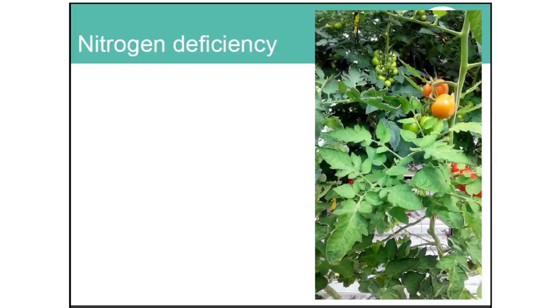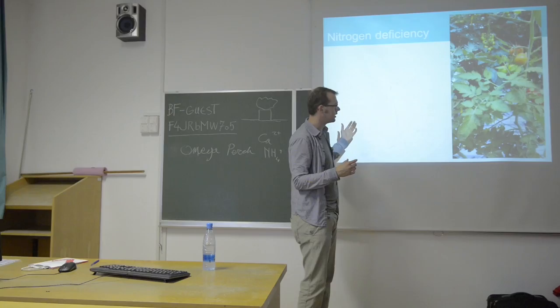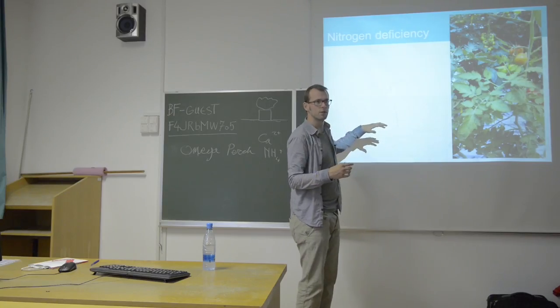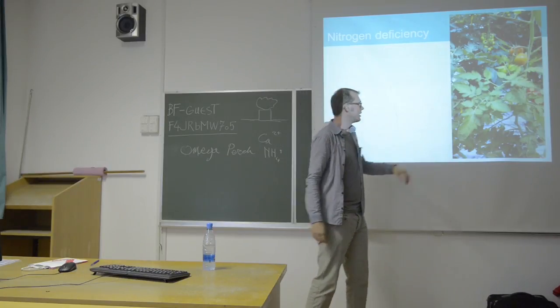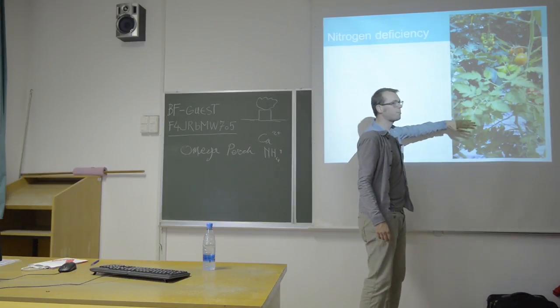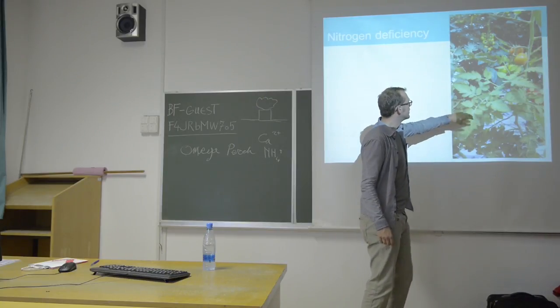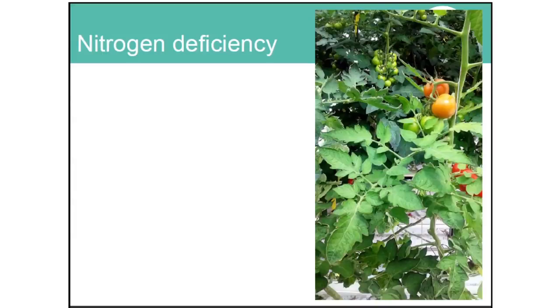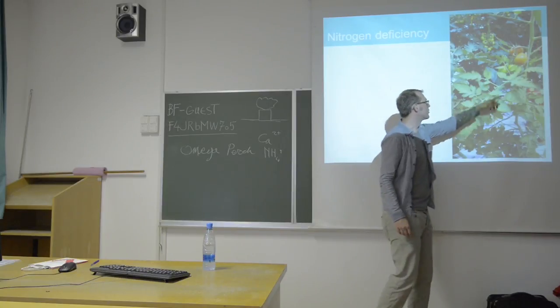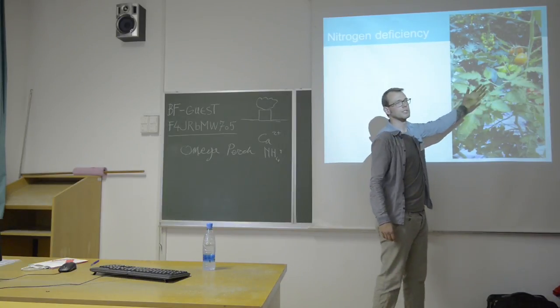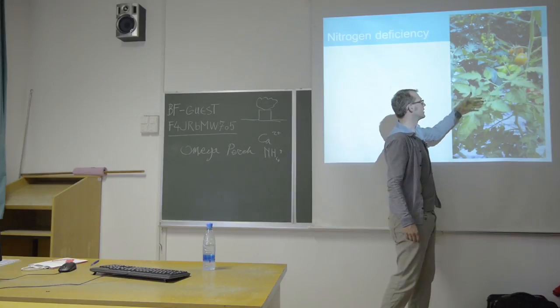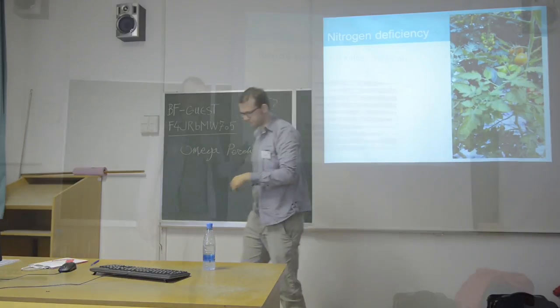Nitrogen deficiency. In the beginning of the presentation, I showed you a picture of the chlorophyll molecule with the nitrogen in there. If you don't have enough nitrogen, you get very pale leaves, because there's not a lot of chlorophyll in there. This is a plant with too little nitrogen in the back. Those very dark green leaves are plants with enough nitrogen. Of course, those plants can do more photosynthesis because they have more chlorophyll than these pale plants.